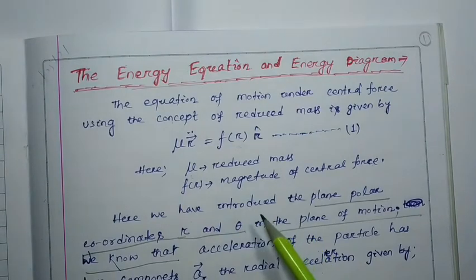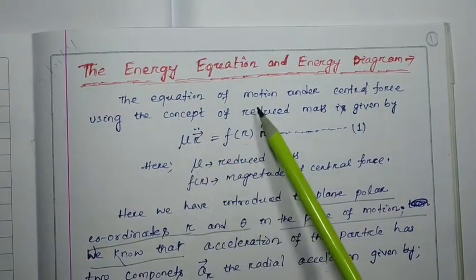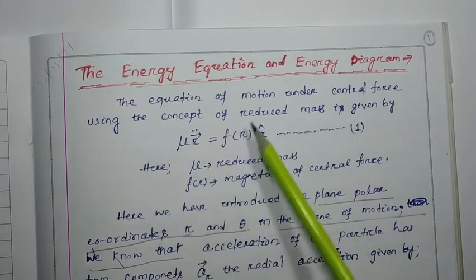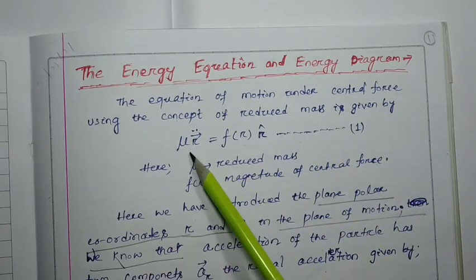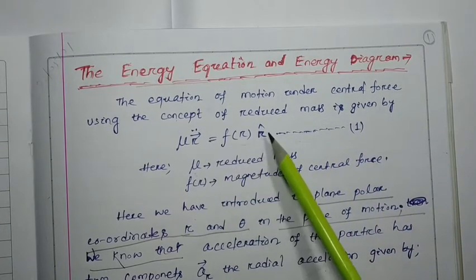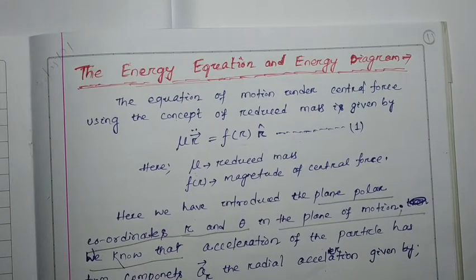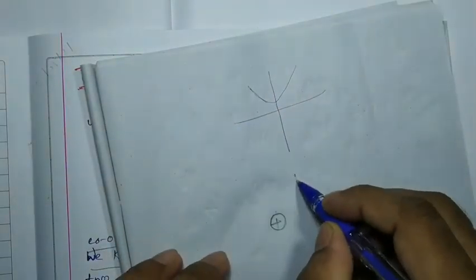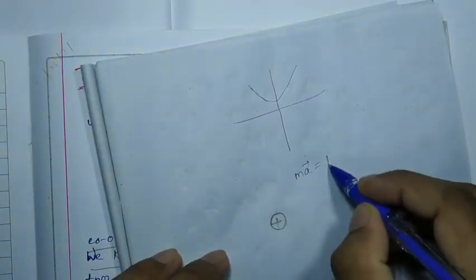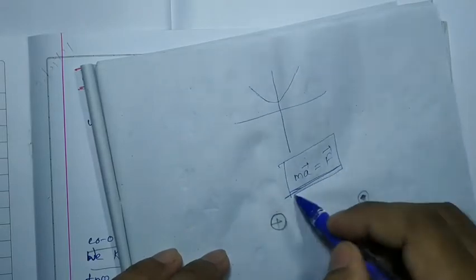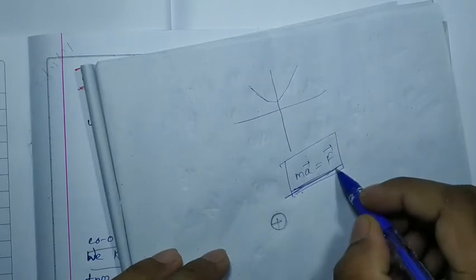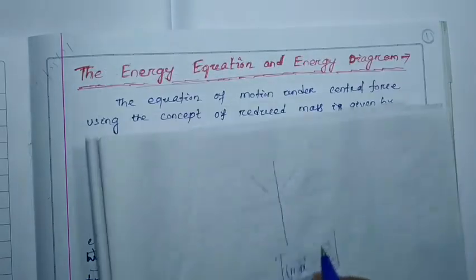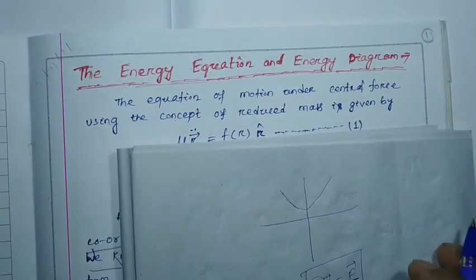So let's start. The equation of motion under central force using the concept of reduced mass is given by mu r double dot equal to f(r) r cap. This is a simple equation, that is your Newtonian formula, ma equal to F, according to Newton's second law. Here mass of the body times acceleration is nothing but force, and mu is the reduced mass.